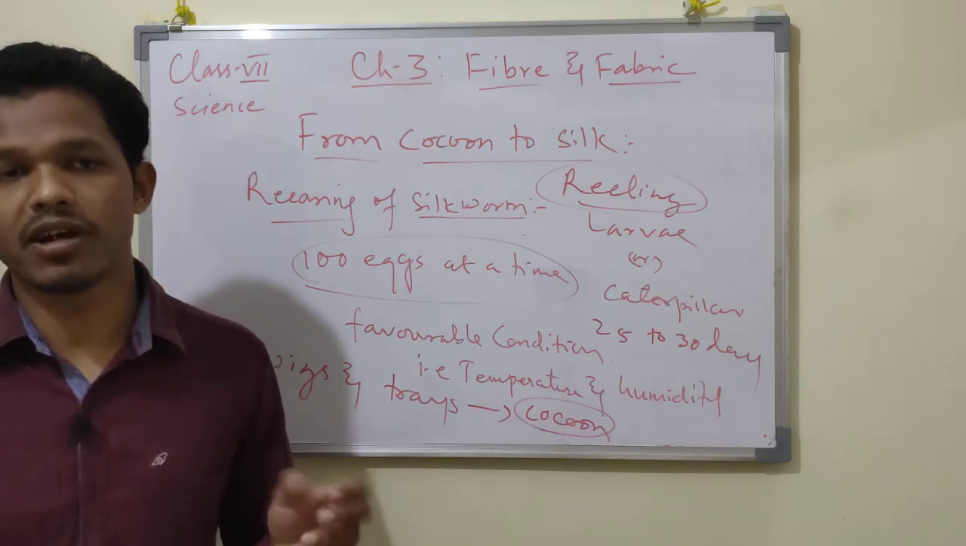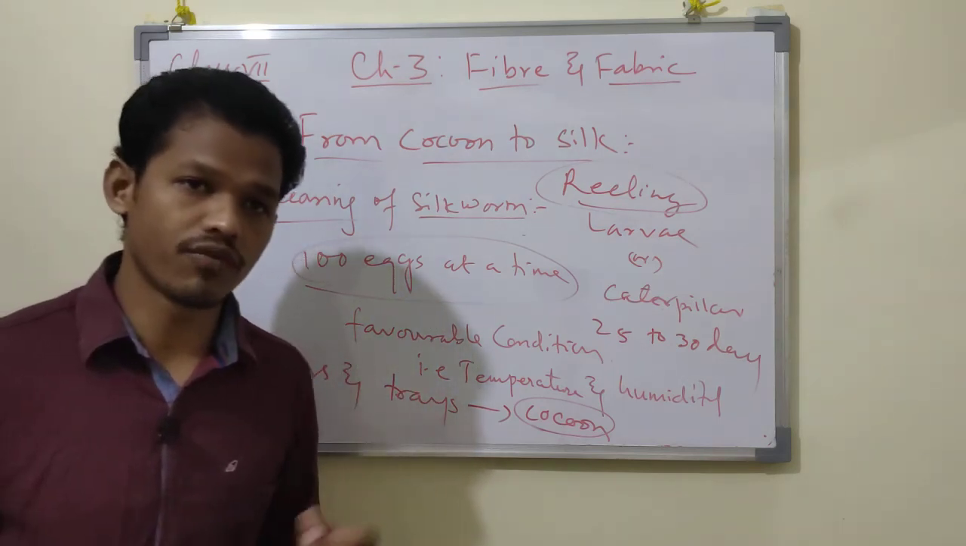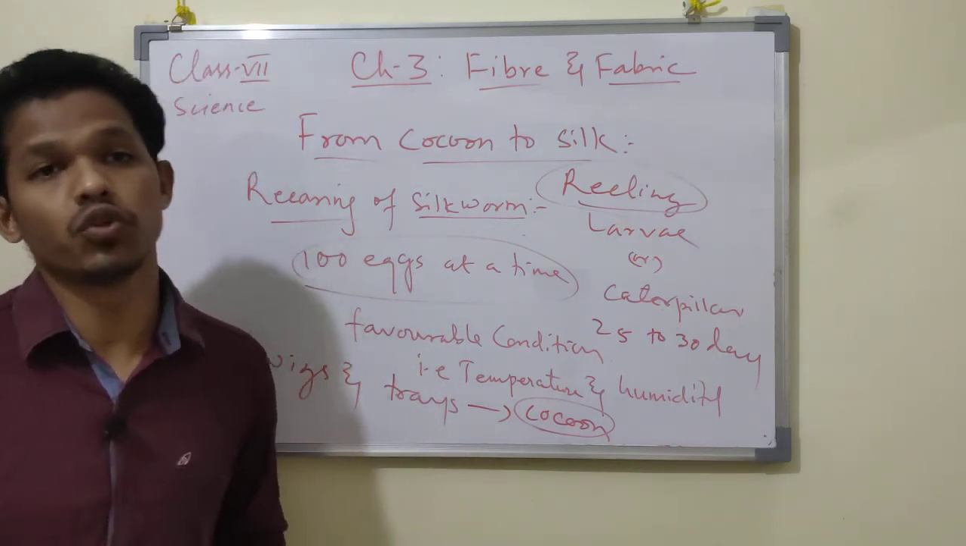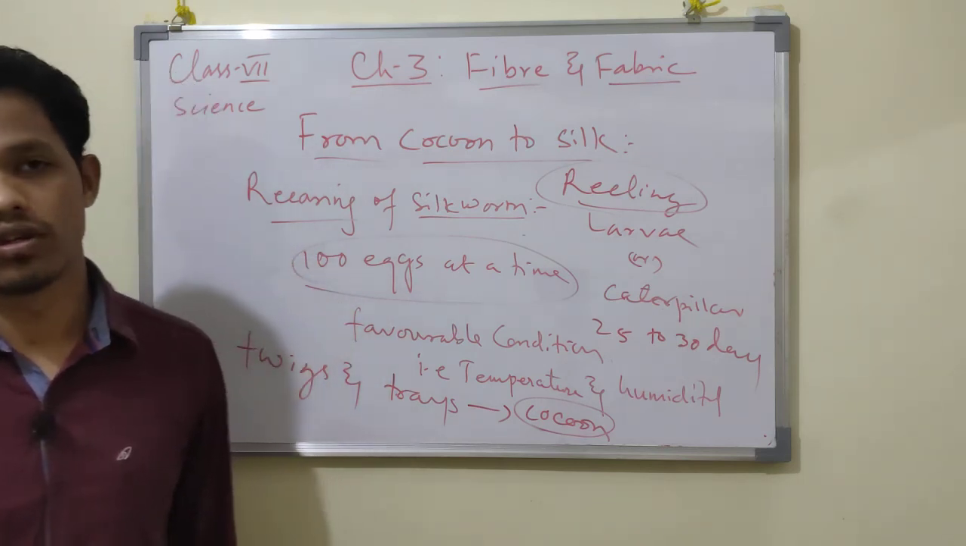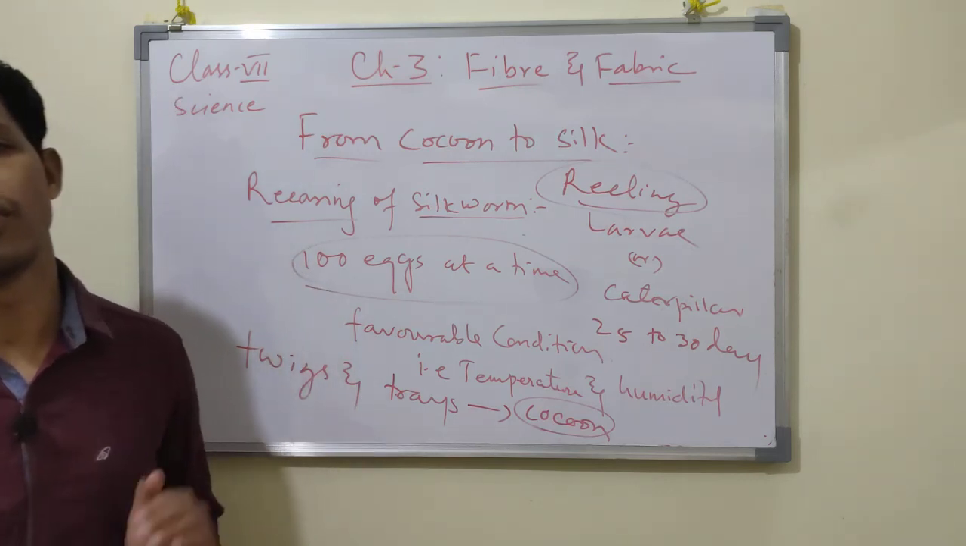This reeling is done by the farmers, and after the silk fiber is obtained, it is spun into silk thread. This thread is used by weavers to make different varieties of cloth. Got it? So this last chapter is completed. Next we will study the fourth chapter.